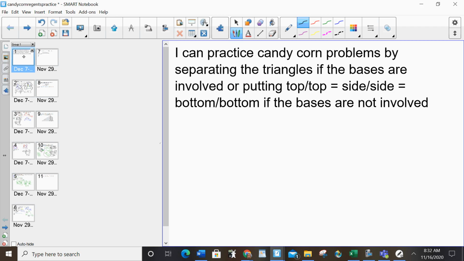So your classwork/homework is to finish this. This comes up on every Regents. It's very important. It comes up with the SAT from time to time as well.